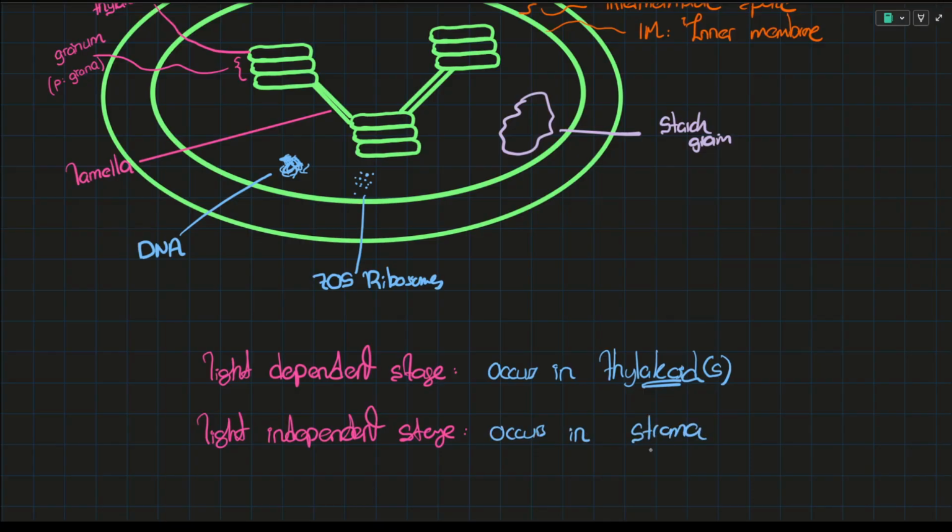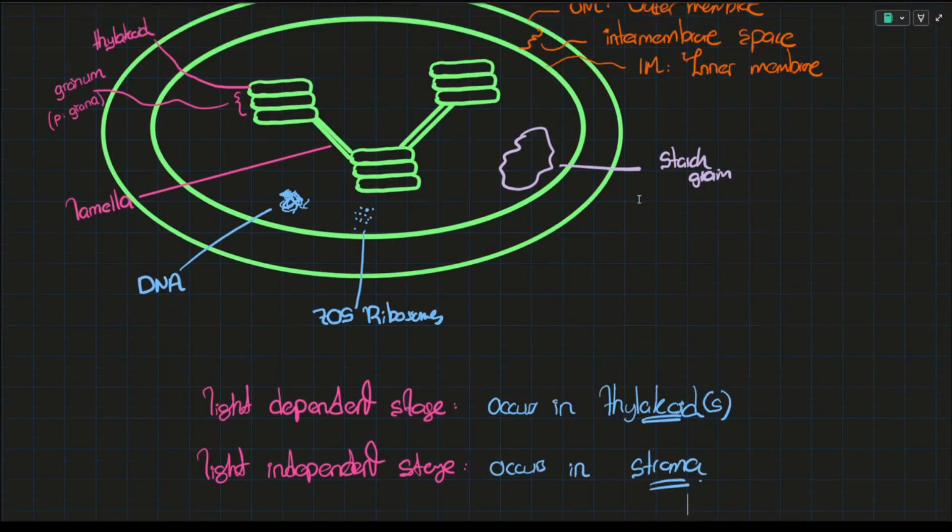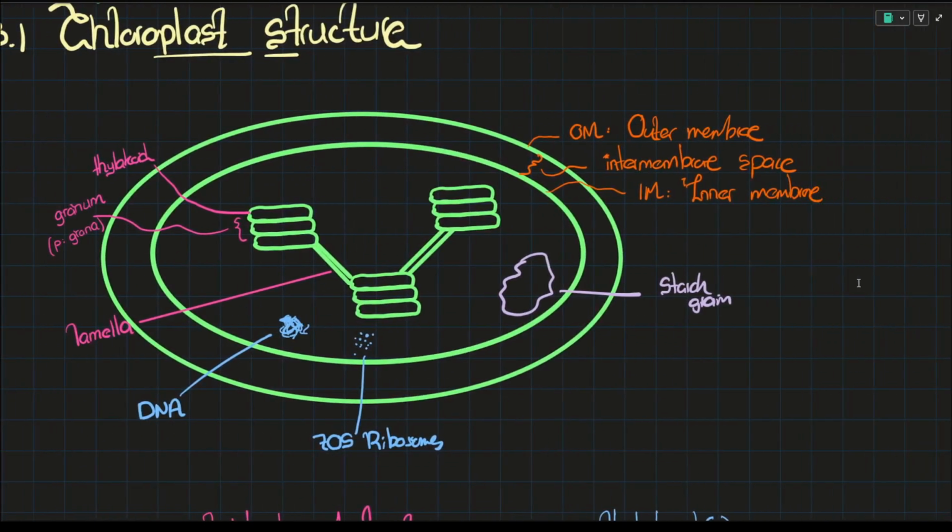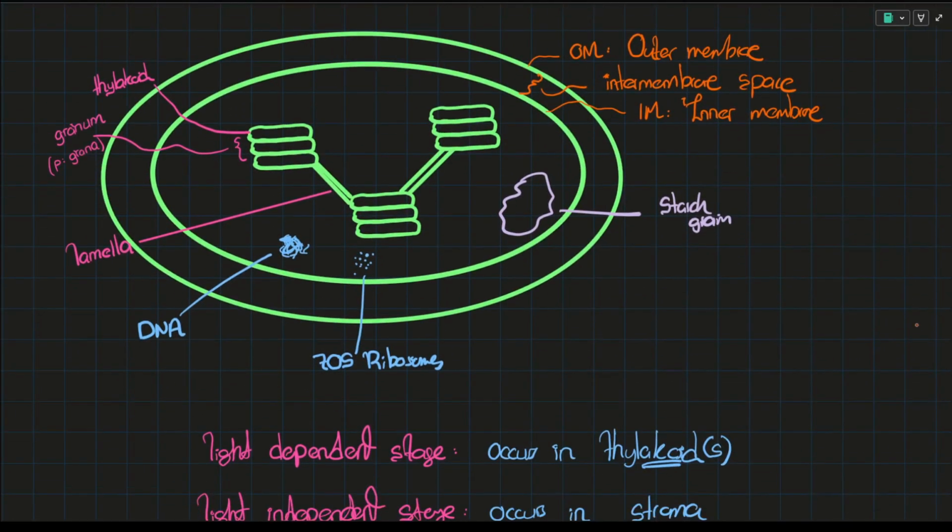Now, if you closely refer back to my diagram, there's no stroma. I have not mentioned the stroma. What exactly is the stroma? Whenever you hear the word stroma, I want you to think of cytoplasm. Now, don't confuse it with cytoplasm, but whenever you hear the word stroma, I want you to just think of cytoplasm. Now, if you took this as a cell, we have the cell membrane, and this would be the cytoplasm. So that is exactly the stroma.